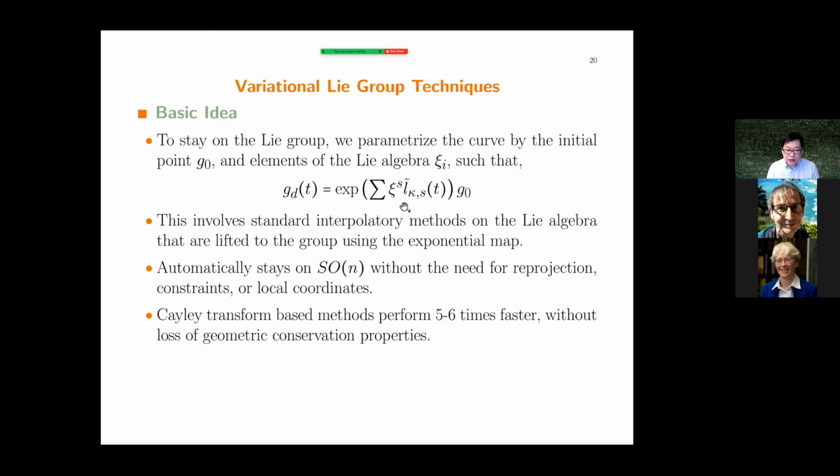So you can use all the standard linear approximation techniques you might want here. You can take linear combinations of basis functions in the space of skew-symmetric matrices, and then use that to construct a curve which lives on the Lie group. Okay, so with that ansatz, you can plug that into the discrete variational principle, and then you can construct a method which automatically stays in the group.